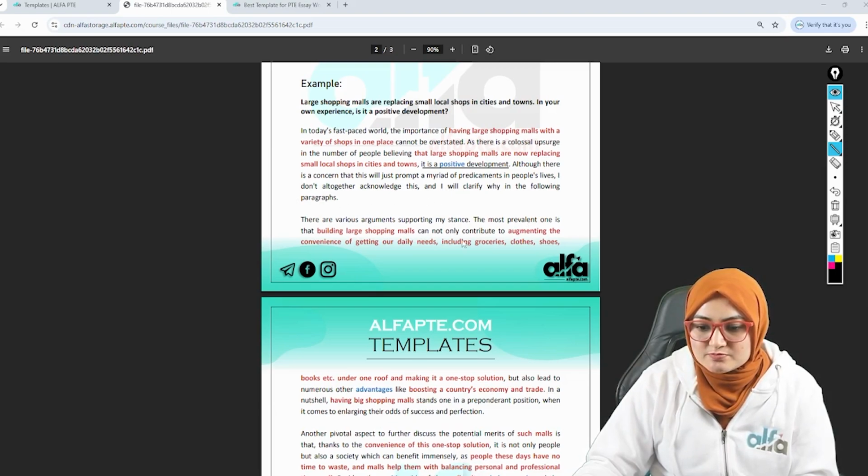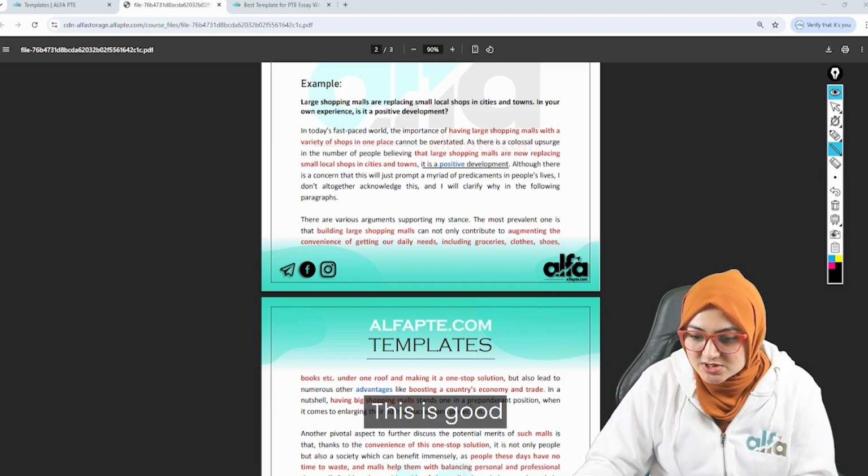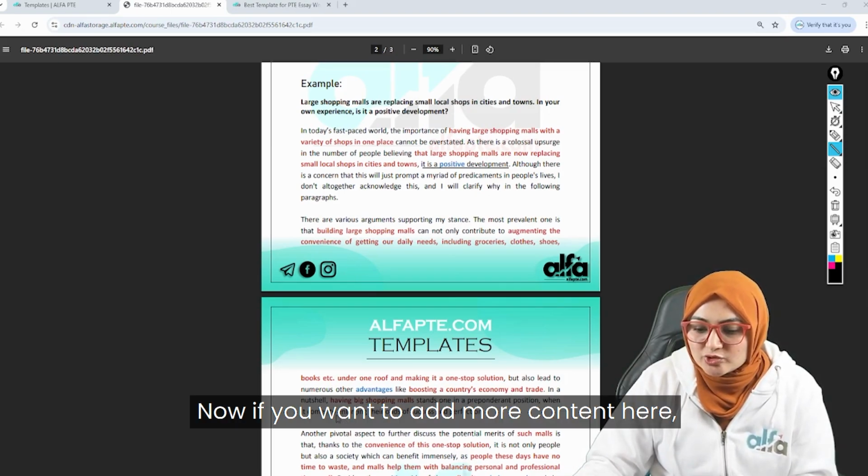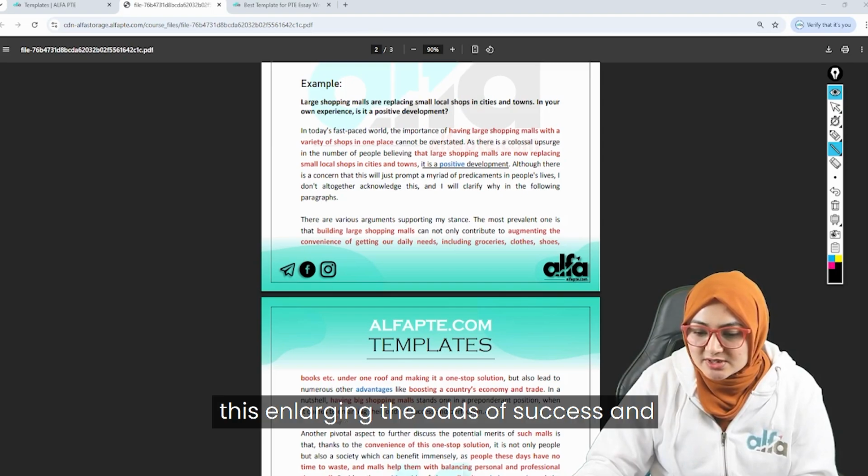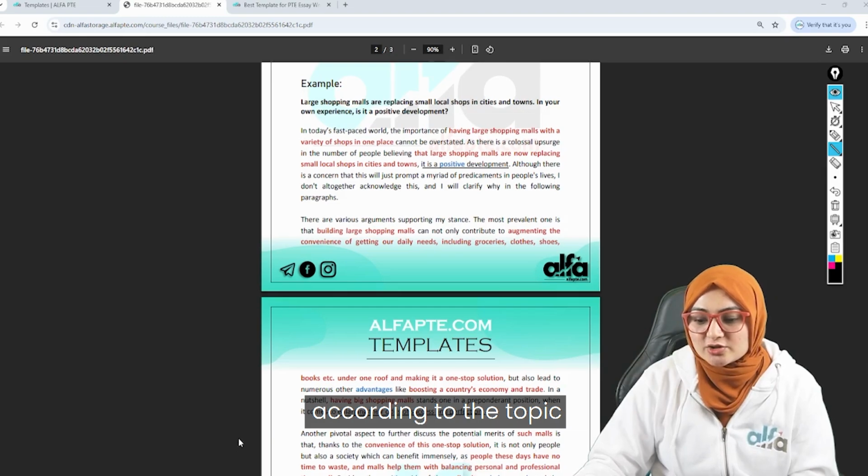Then this is good. Now, if you want to add more content here, enlarging the odds of success and perfection, you can change this and write according to the topic.